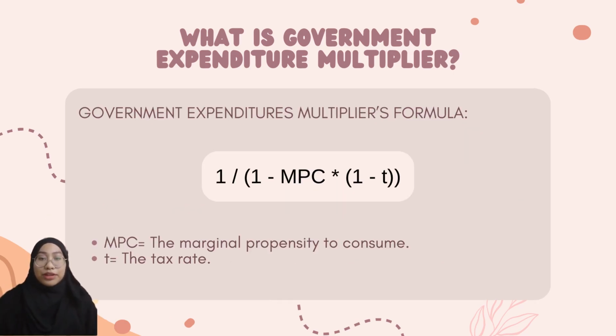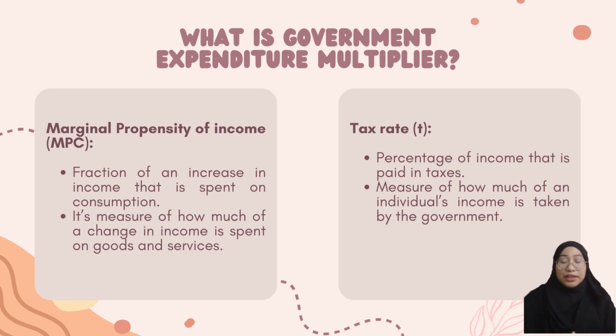So here is the formula to calculate the government expenditure multiplier. We can see here there is MPC and T. MPC is the marginal propensity to consume and T is the tax rate. So let me explain a little bit about the MPC and the T. MPC is the fraction of an increase in income that is spent on consumption, and it measures how much of a change in income is spent on goods and services. And T is the tax rate. The tax rate is a percentage of income that is paid in taxes. So it measures how much of an individual's income is taken by the government.